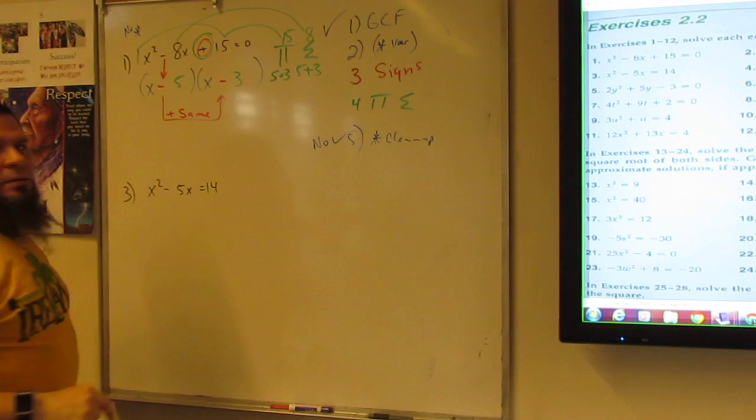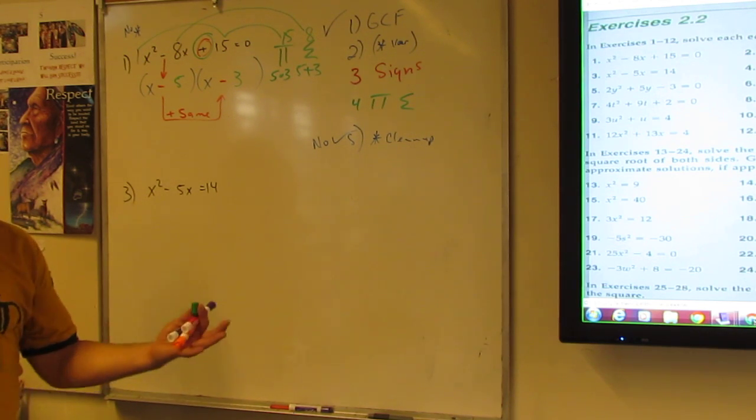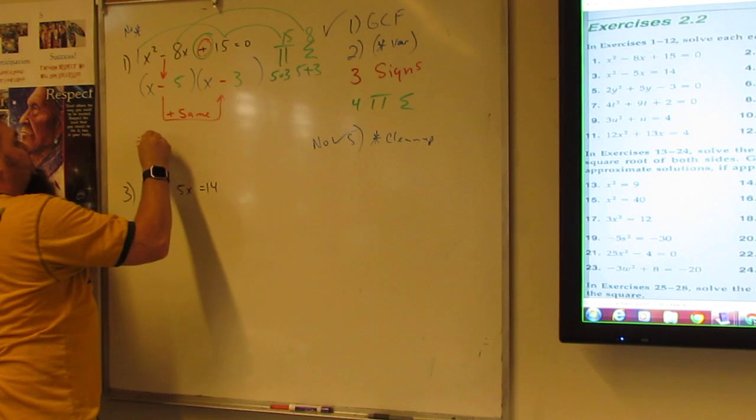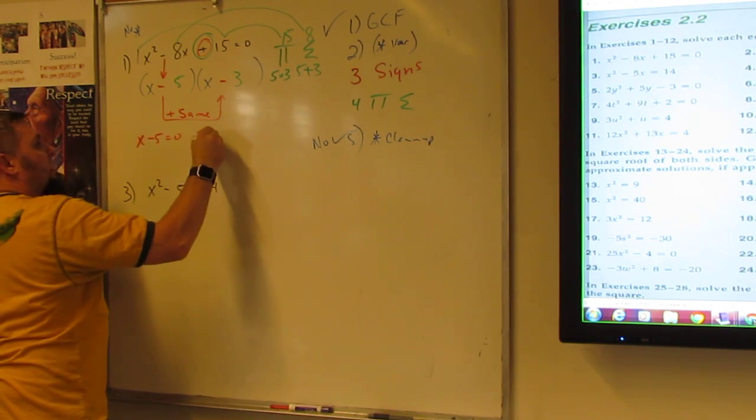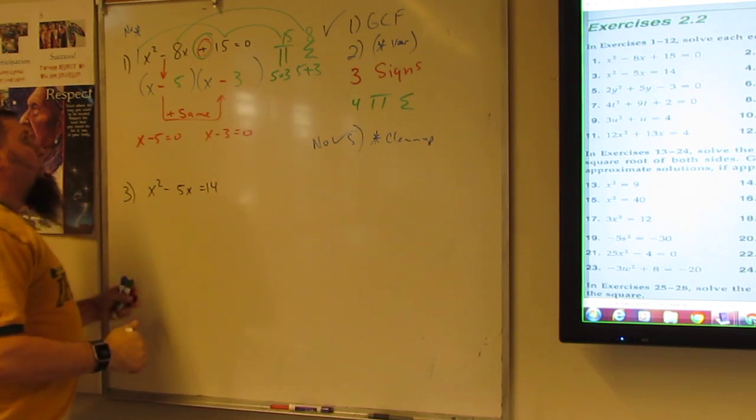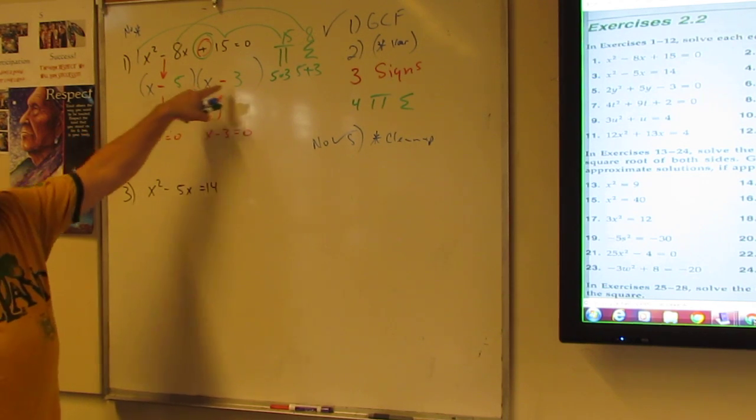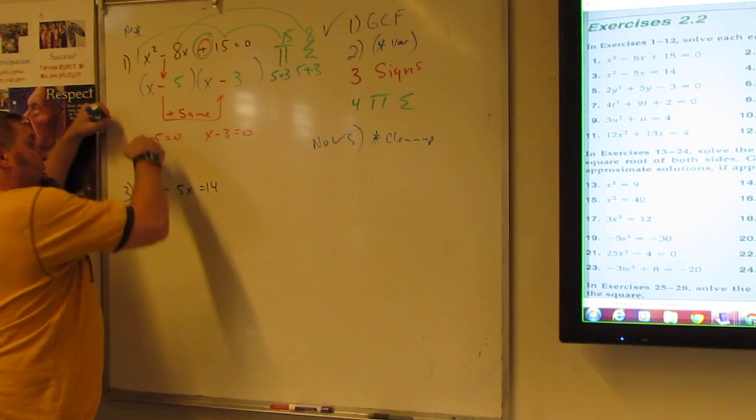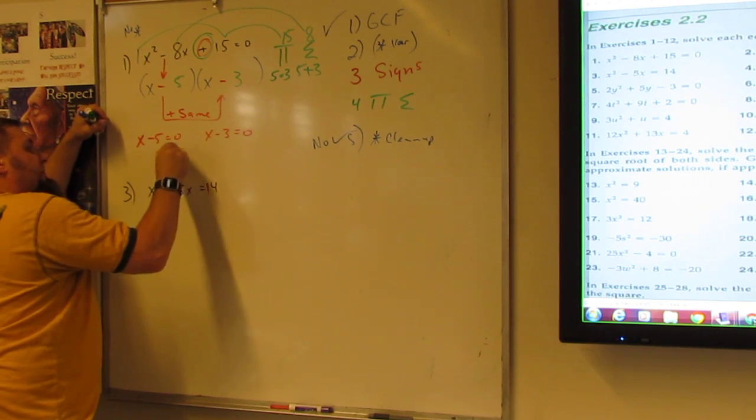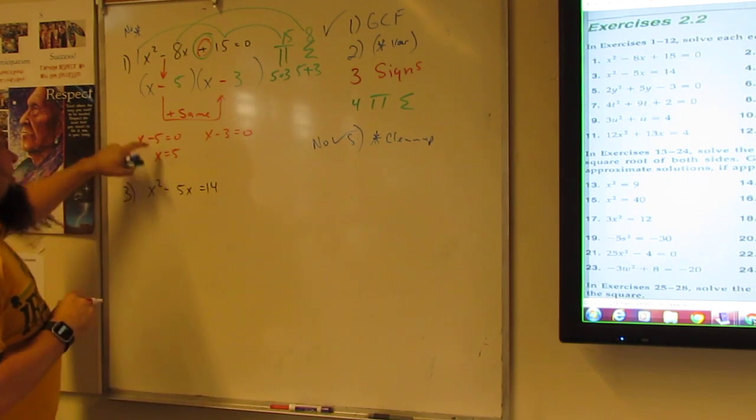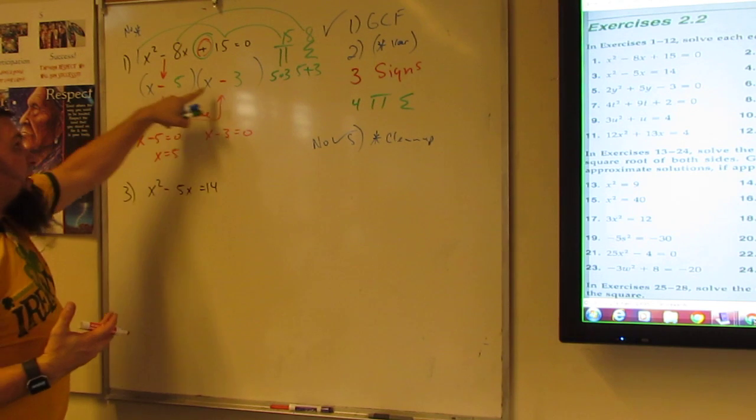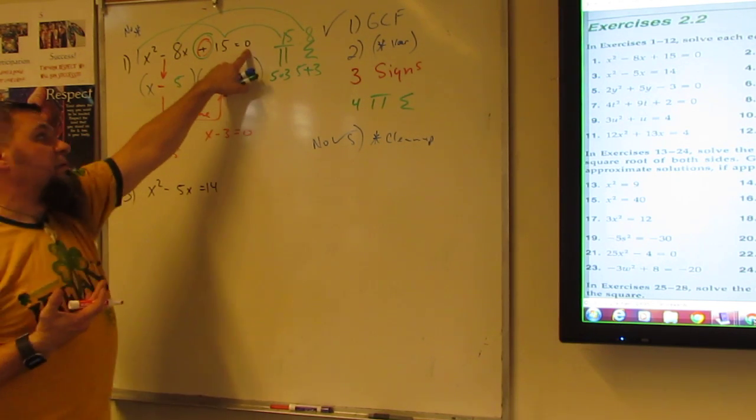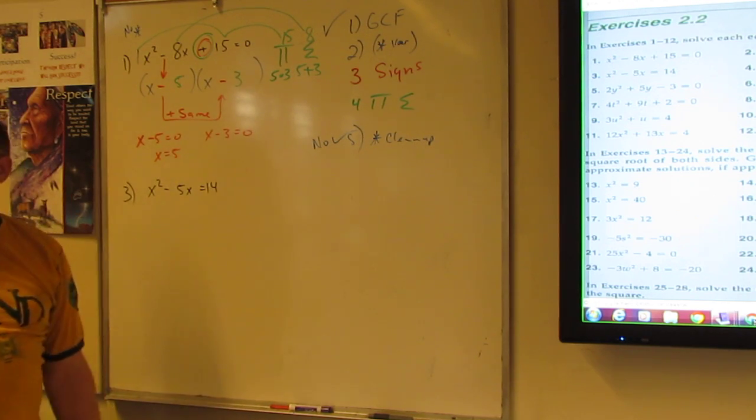Now, all you have to do is set each one equal to 0. X minus 5 equals 0. X minus 3 equals 0. Because no matter what, 0 times any number is 0, yeah? So if I plug this in, I get x is equal to 5. So if I plug a 5 in here, it's going to be 0. If I plug a 5 in here, it's going to be 2. But 0 times 2 is still 0, and that's why it's a solution.